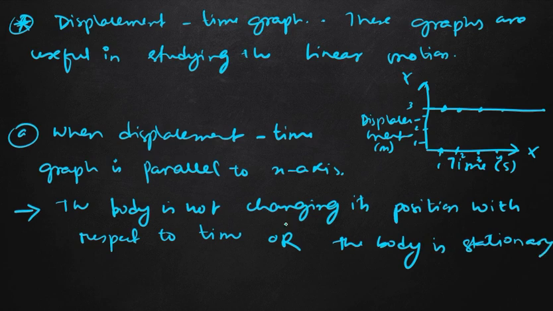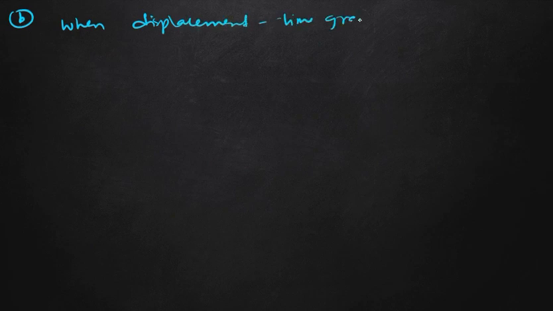Clear? Similarly, for this displacement time graph, we have the next part. It is B, that is when the displacement time graph is a straight line.